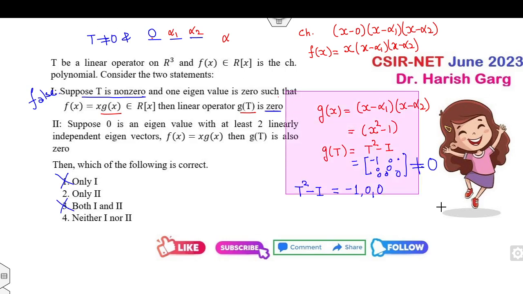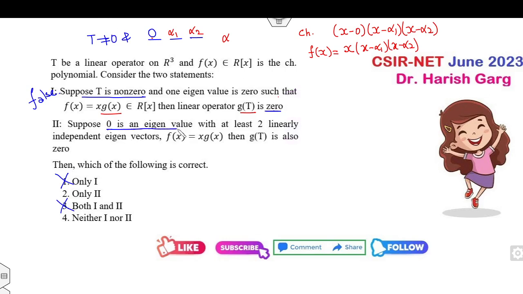Fine. Now look at the second option. 0 is an eigenvalue with at least two linearly independent eigenvectors. That means geometric multiplicity is at least 2. So that is 0 and 0. Is it fine? That is, the geometric multiplicity of the eigenvalue 0 is at least 2. So can you find the algebraic multiplicity?